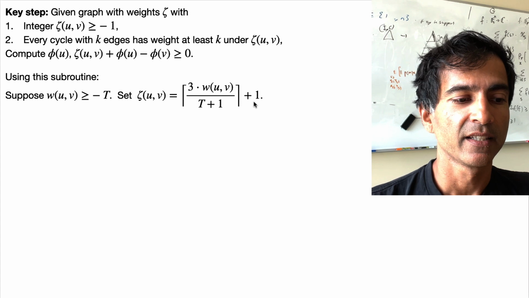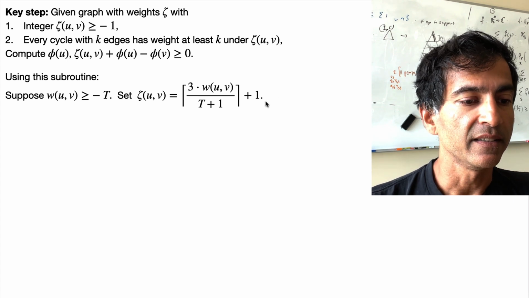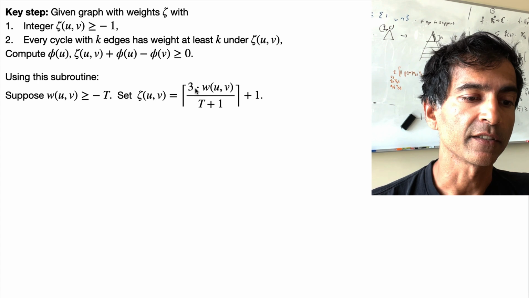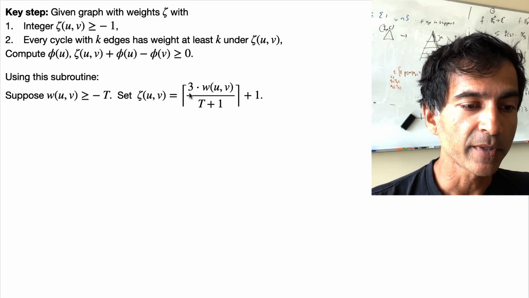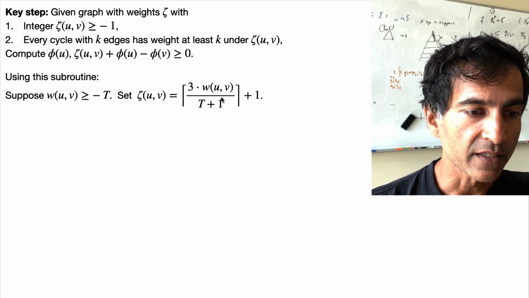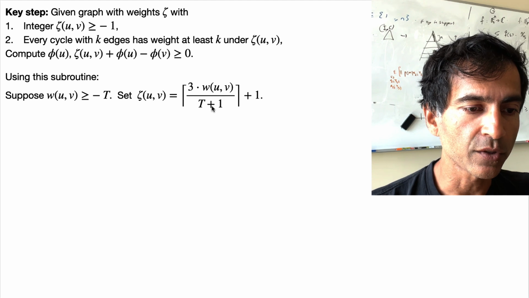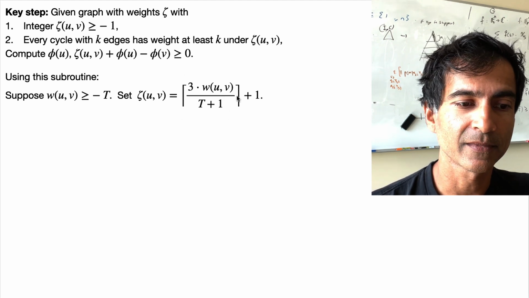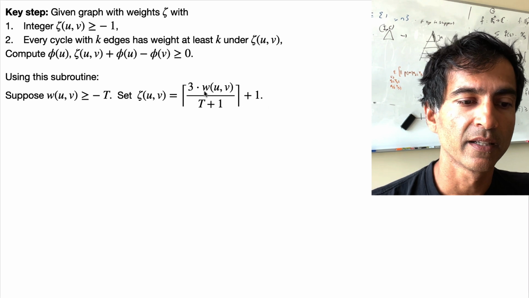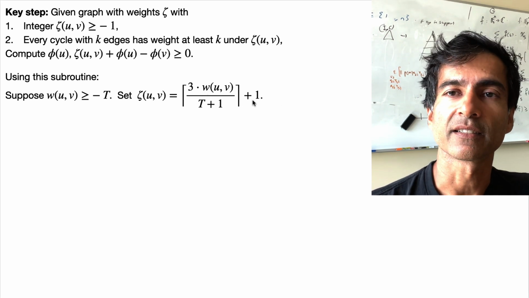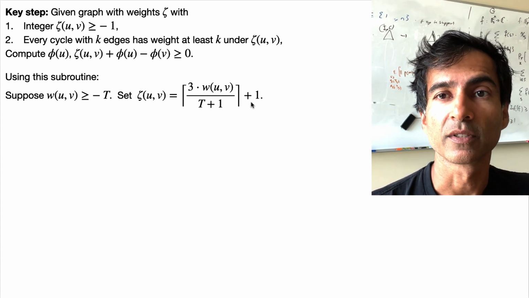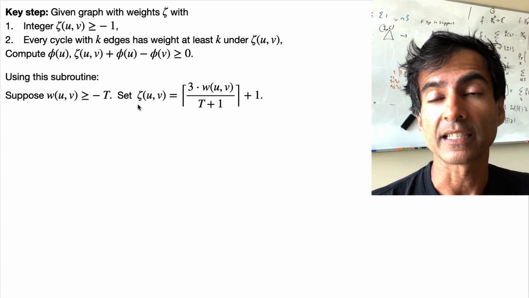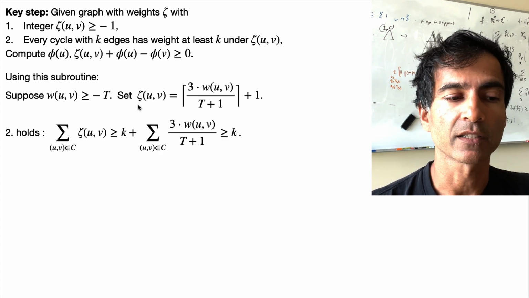Okay. Now, this zeta satisfies the two properties that I described here. It's at least -1 because by the choice of the ratio here, this first term here is at least -2. It's always at least -2. And then we increased the weight by +1. So all of the zeta values are at least -1 and they are integers. Okay, that's the first property.